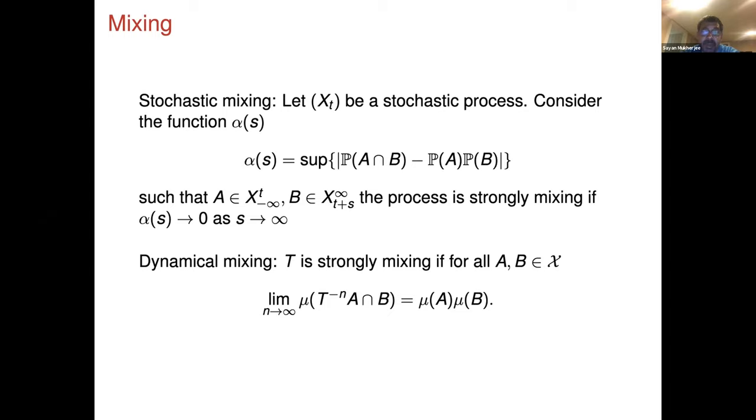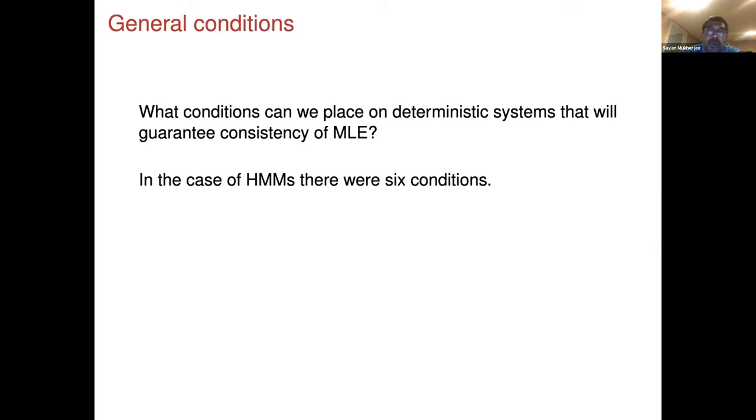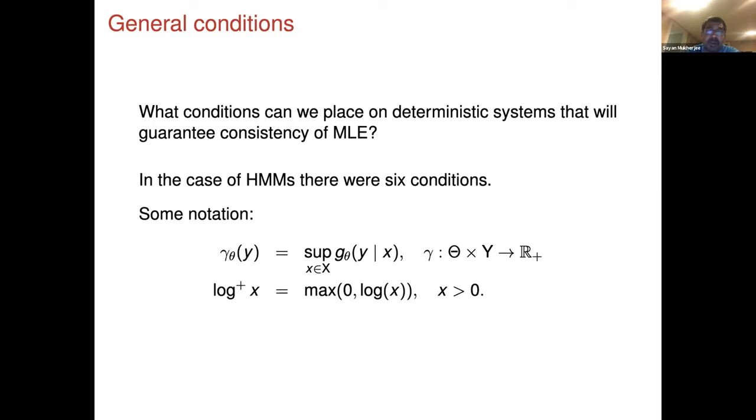Okay. So the first thing we can do is ask, well, there are six conditions that were required to show consistency of hidden Markov models. So we can just ask, do you need similar conditions? What are the analogs of these for a dynamical system, okay? Just some notation. Let's see, gamma sub theta of y is going to be the supremum of my observation process, and there's going to be this max of zero and log x. Okay, these are just things that will show up.